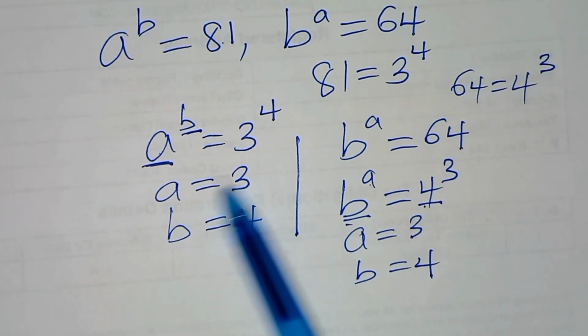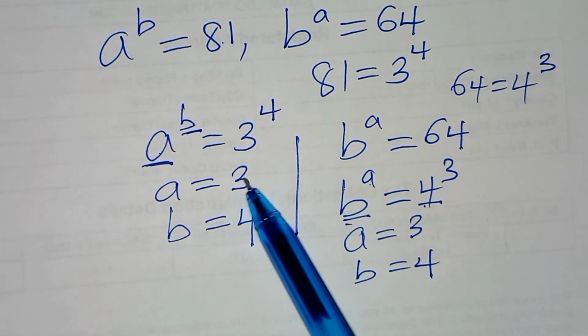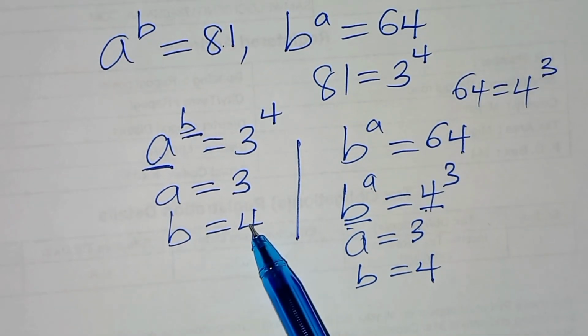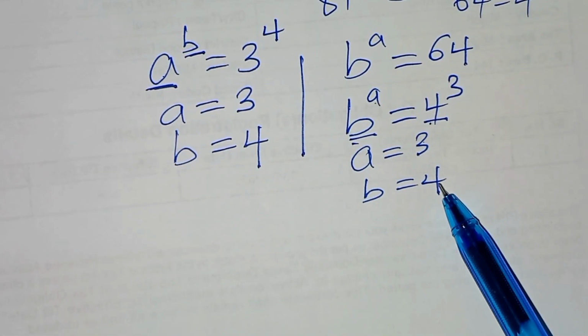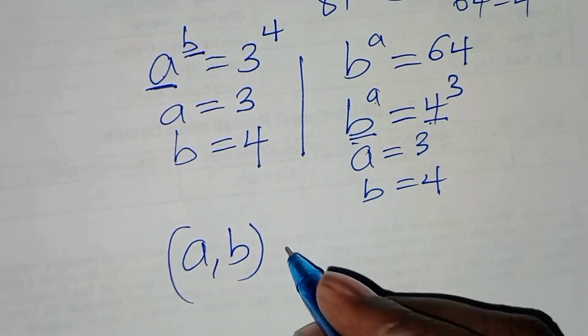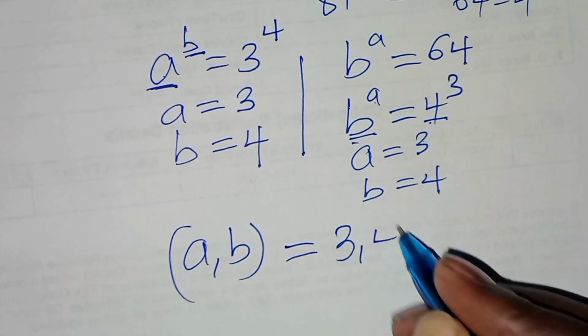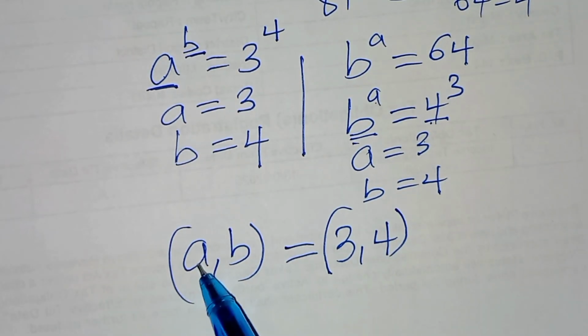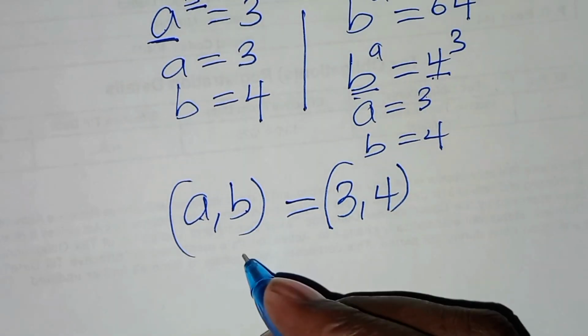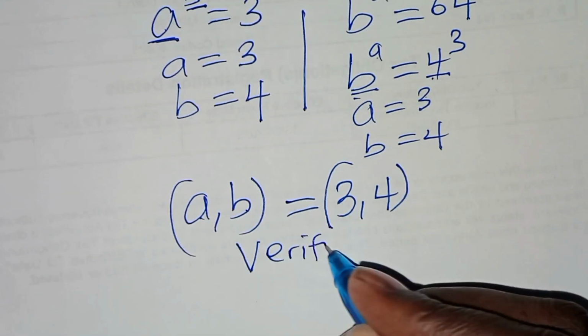So if we check the first case here, a is equal to 3, and in the second case, a is equal to 3. In the first case, b is equal to 4, and in the second case, b is equal to 4. And that implies that (a, b) is equal to (3, 4). Now, these are the values of a and b. So let's verify.